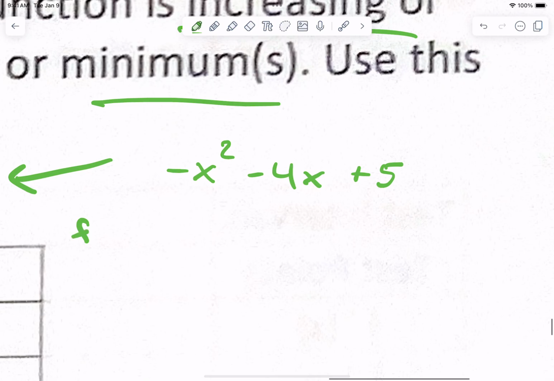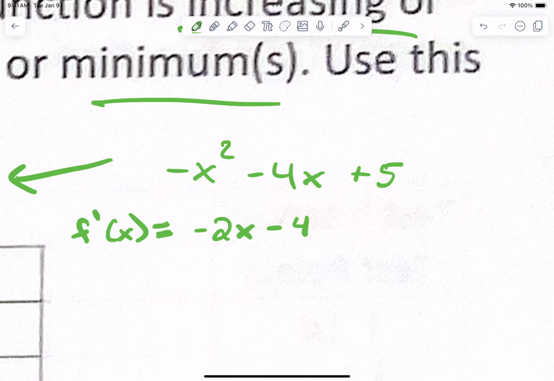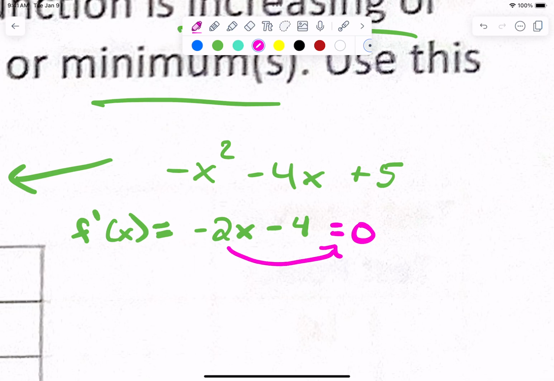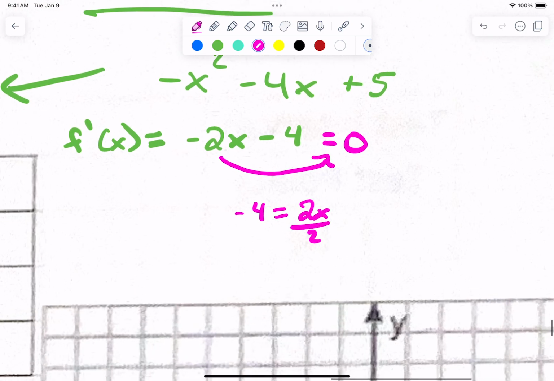Let's find the derivative. So f prime is negative 2x minus 4. Now what do we do with that? Set it equal to 0. I'm going to move the 2x over to the other side so it's positive. So negative 4 equals positive 2x. Do you see what I did there? Then divide by 2. So we only have one critical number, which is negative 2.